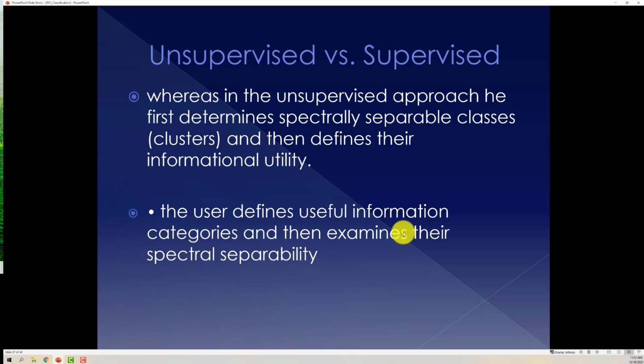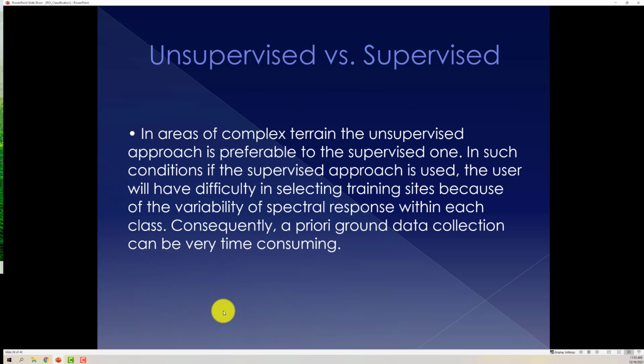So more control in supervised, but in unsupervised, you can perform this on an area where you don't have a lot of knowledge of the ground. So in areas of complex terrain, the unsupervised approach can be preferable to the supervised one.